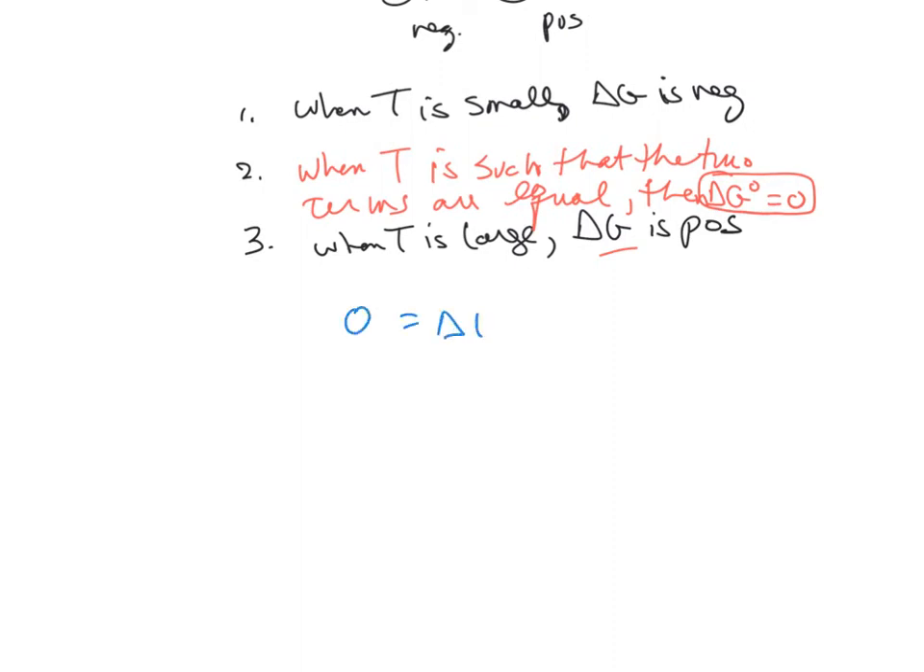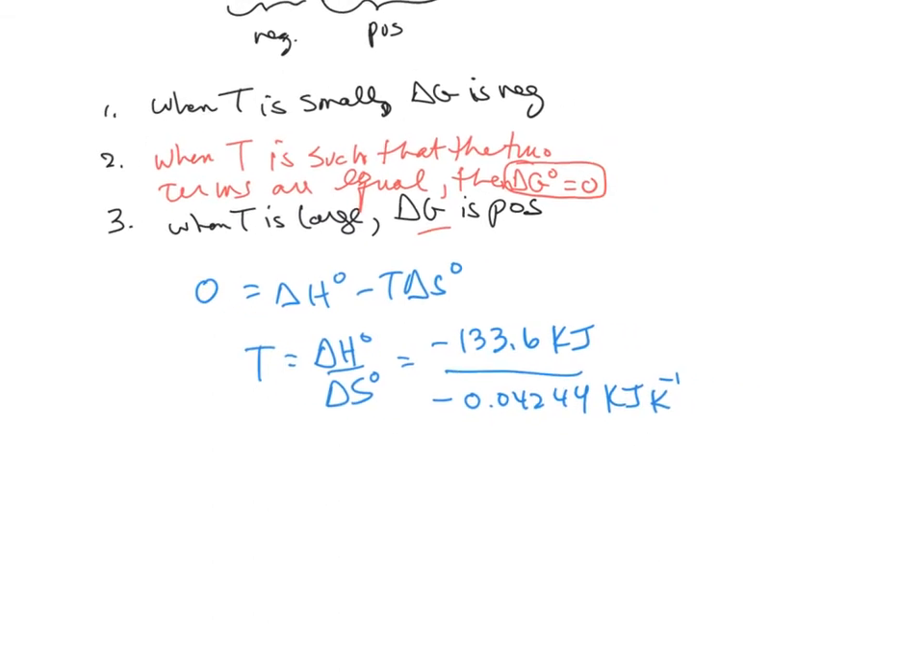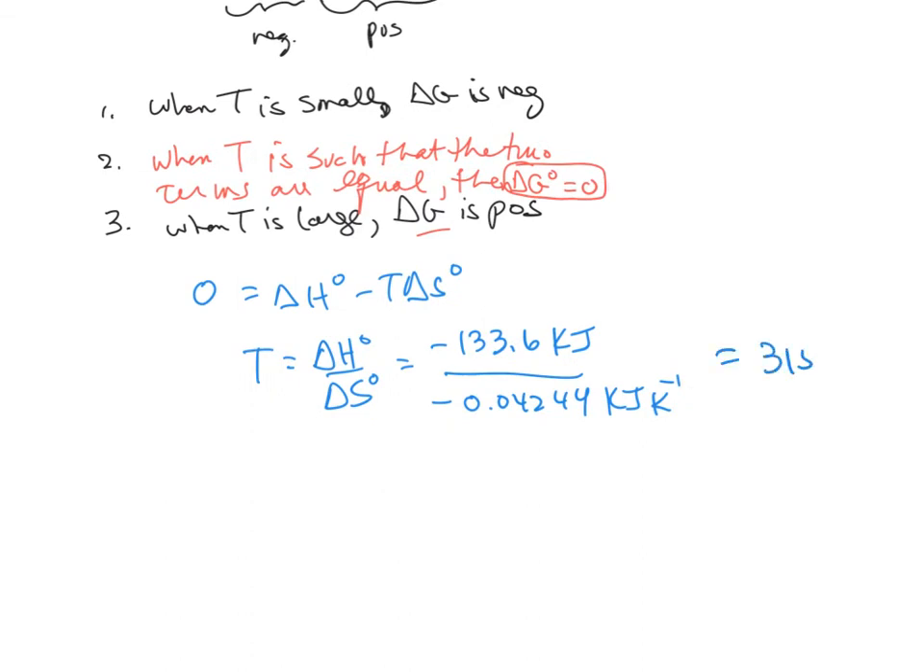So you can take that idea and say 0 is equal to delta H minus T delta S. Solve for T. I dropped the reaction there, but I just didn't want to drag it around. So this is negative 133.6 kilojoules per mole. And then that's delta H. The entropy is negative 0.04244 kilojoules per Kelvin per mole. Sometimes I leave out the per mole. And that turns out to be 315 degrees Kelvin.